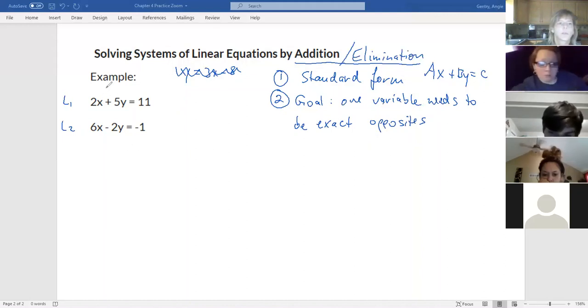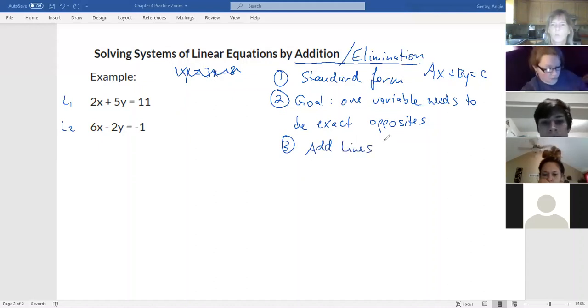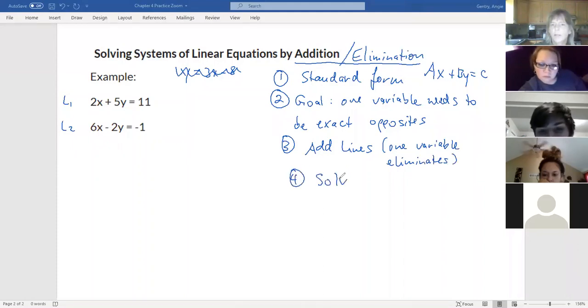So let's look at this, because then you're going to add the lines, and one variable will eliminate. You see, that's the idea. And then you solve. You don't have to write this down. I'm going to share this video if you guys want. And then we're going to solve for the remaining variable.